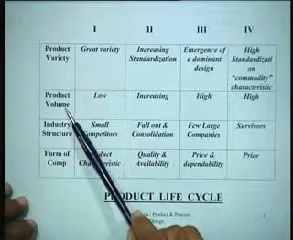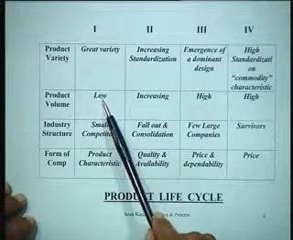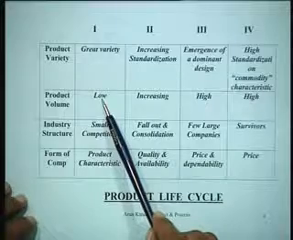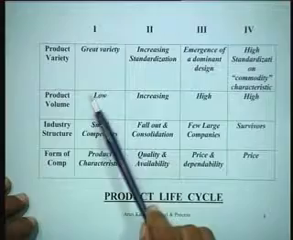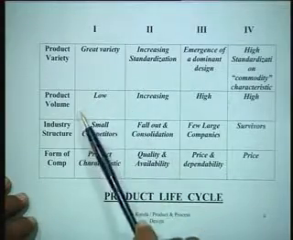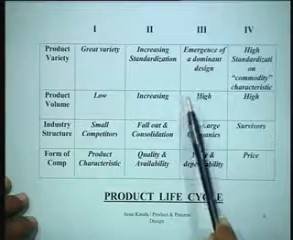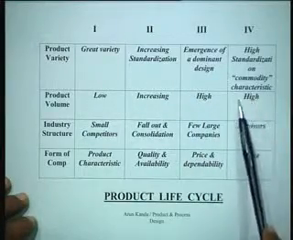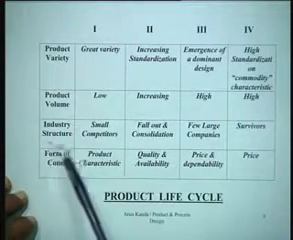As far as the product volume is concerned, it's low in the beginning because there is an initial reticence on the part of the customers to adopt new products, and therefore there is a low product volume. It generally tends to increase at the second stage. It becomes high during the stage of maturity and remains high during the last stage. Let's see what is the industry structure.